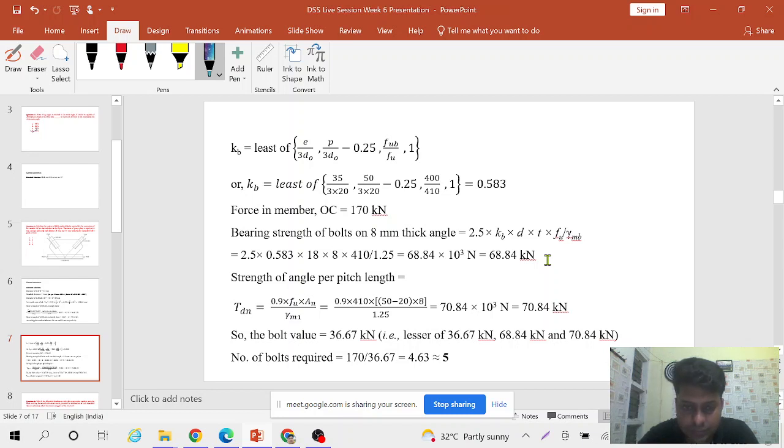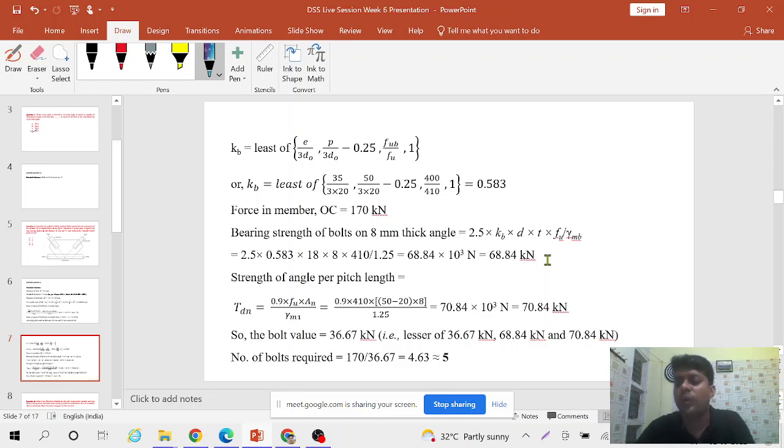Now I am getting 68.84. Okay, correct. So now please calculate the strength of the angle per pitch length. That is Tdn. Sir, why is this done? Actually, I don't understand the concept behind the strength of the angle per pitch length.